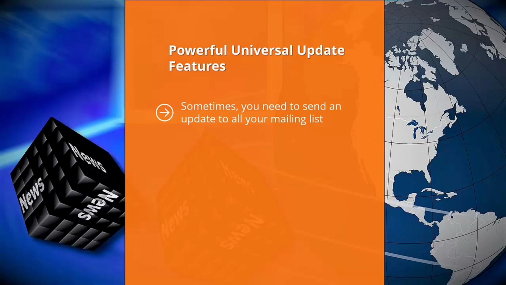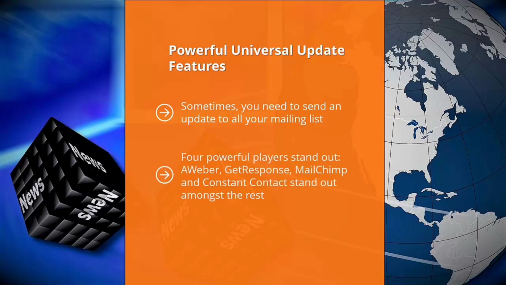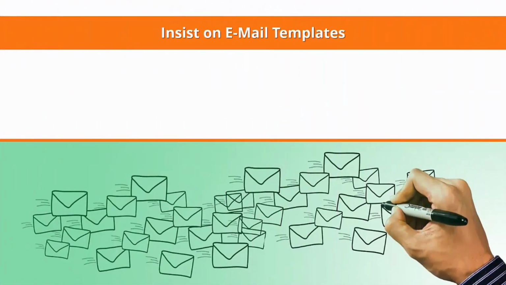Unfortunately, not all email marketing platforms do a good job in delivering your email. 4 powerful players stand out. Aweber, GetResponse, MailChimp, and Constant Contact stand out amongst the rest. These services have a solid gold reputation for getting past spam filters. They are so trusted by mail services like Gmail and Yahoo Mail that their emails usually get through. Deliverability is crucial, regardless of whether you are sending autoresponder text or sending a late-breaking update.